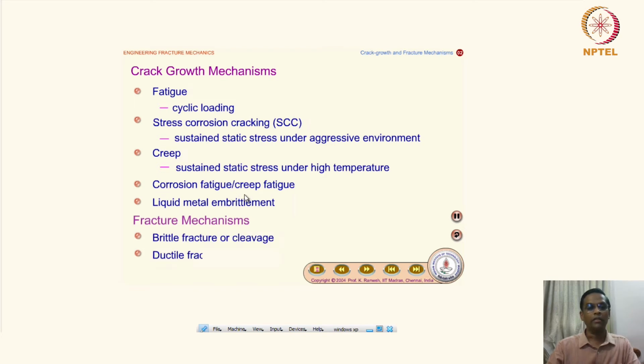Corrosion fatigue and creep fatigue are also crack growth mechanisms. Liquid metal embrittlement, we will see what it is. And then finally, fracture mechanisms, which is either brittle fracture or cleavage, or ductile fracture or rupture. So these are all very important growth mechanisms which we have to consider. We will just look at them one by one.